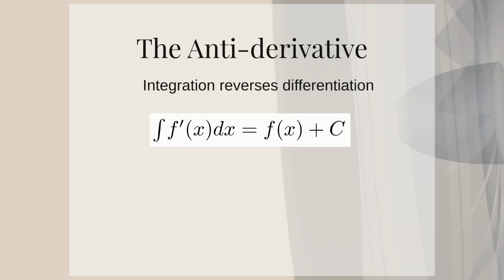So integration reverses differentiation. We wrote in this equation that the integral of f prime of x with respect to x is going to be equal to f of x. Remember, f prime here is the derivative. So if we take the integral of the derivative of a function, we're going to get back the original function. Also note this c here. This is referred to as the constant of integration.